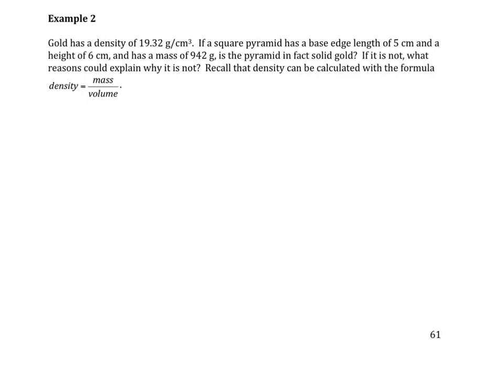Example 2. Gold has a density of 19.32 grams per cubic centimeter. If a square pyramid has a base edge length of 5 centimeters and a height of 6 centimeters and has a mass of 942 grams, is the pyramid in fact solid gold? If it is not, what reasons could explain why it is not? Recall that density can be calculated with the formula density is equal to mass divided by volume. The first thing that I need to do is find the volume of a square pyramid.